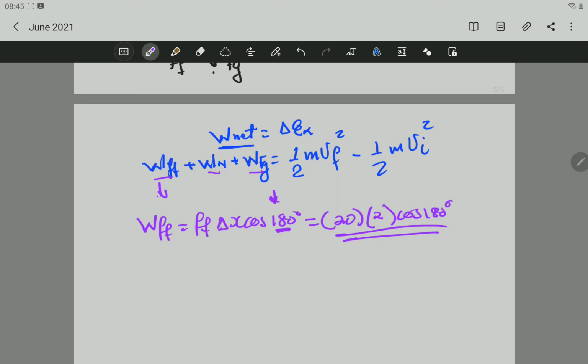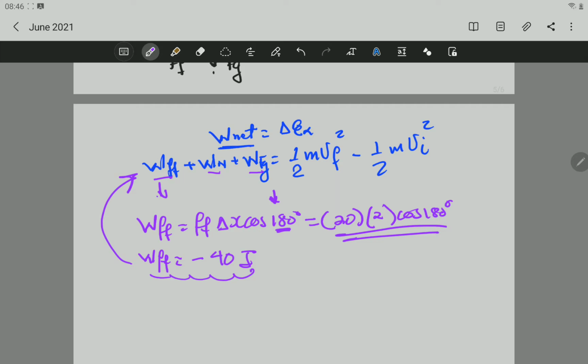Okay, this one is quite easy. Cosine of 180 is minus 1. 20 times 2 is 40. So the answer for the work done by the frictional force is equal to minus 40 joules. This is the work done by frictional force, and that will be substituted there. As it is with the negative, you cannot write negative work done by frictional force.